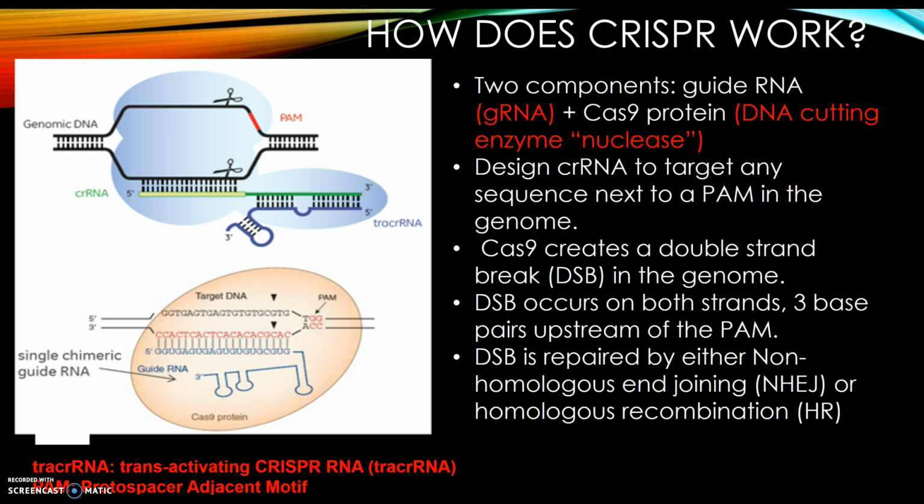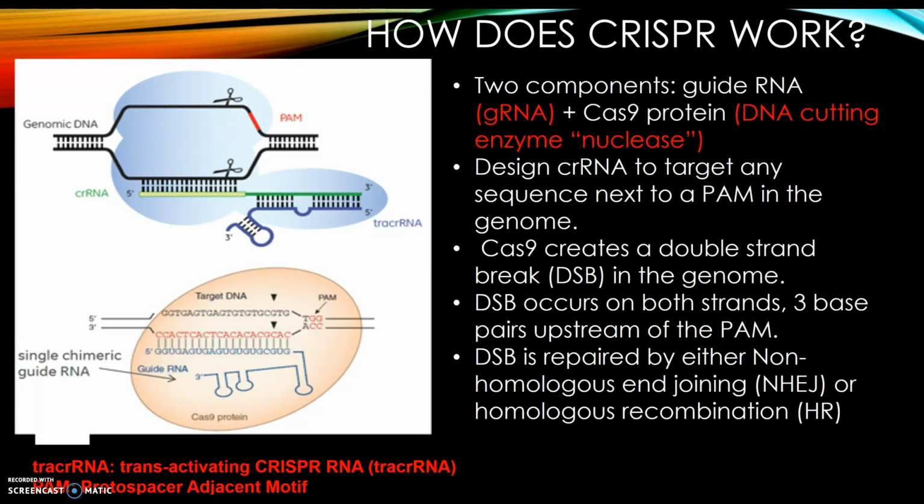CRISPR can also be used to replace an undesired version of the gene, like the gene that caused the disease, with a desired copy. In this case, the desired version of the target gene can be placed into the cell along with gRNA and Cas9. The cell will then use this alternate sequence as a template to repair the broken DNA through the process of homologous recombination, copying the new sequence into the genome.